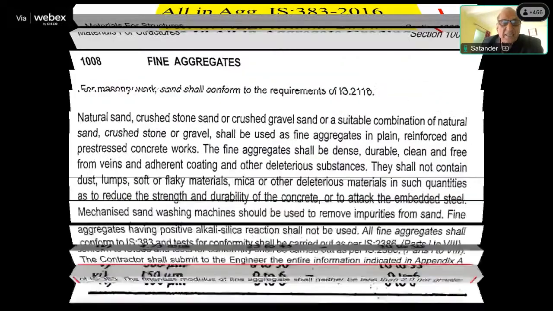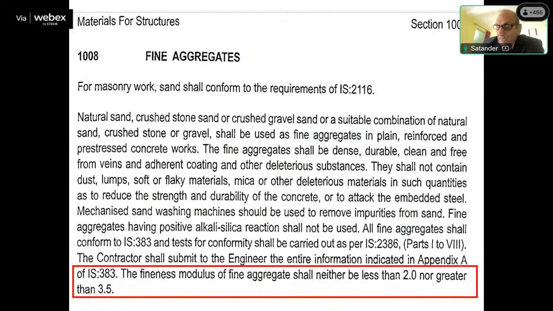If you see the other thing, what is MORTH? Now there are different codes: MORTH, IRC, 2 laning, 4 laning. First priority is the MORTH specification. Second priority is 2 laning, 4 laning. Third priority is IRC. And above all, first is the contract agreement. If something is not given in the contract agreement, then go for MORTH, then the next manual, then the next IRC code. For testing, only IS code. For execution work, we have to follow IRC code and MORTH specification.